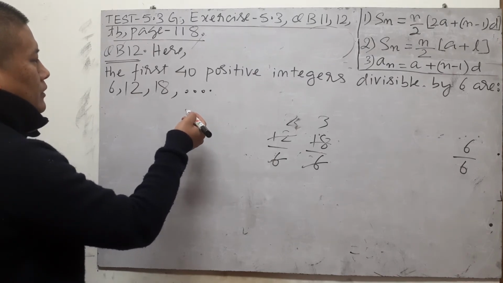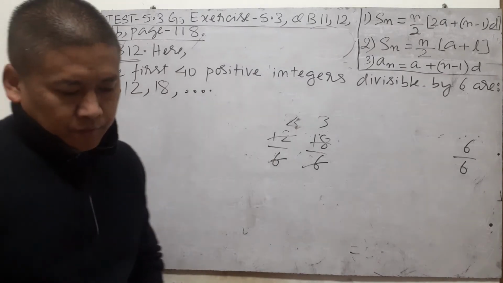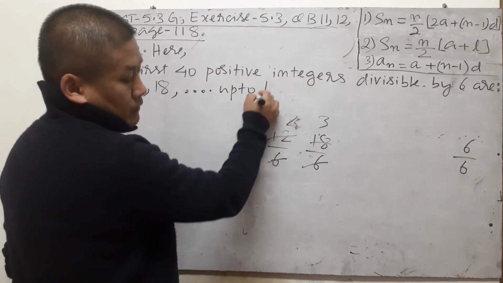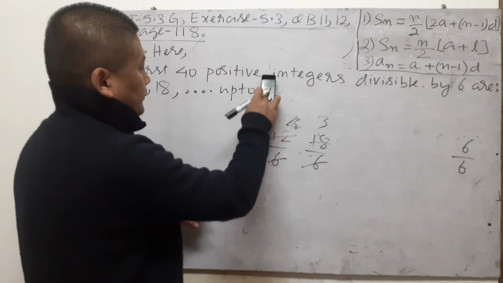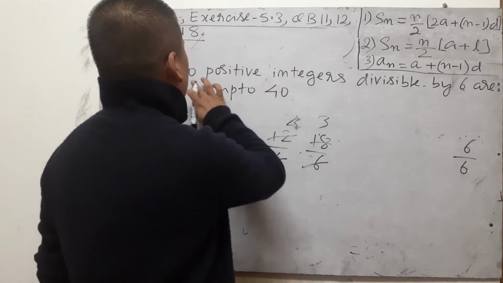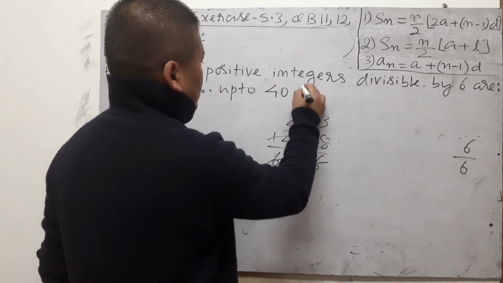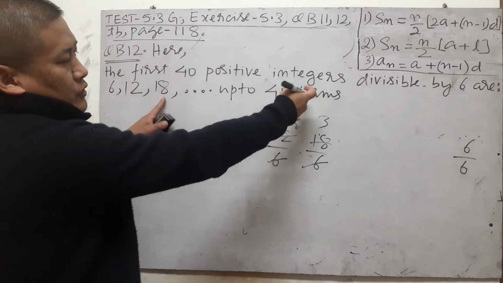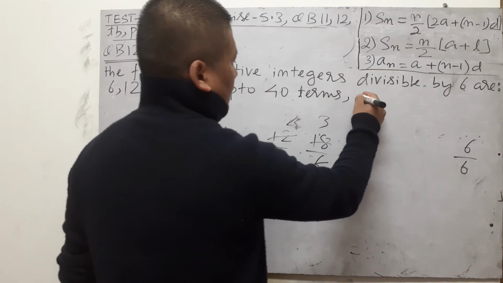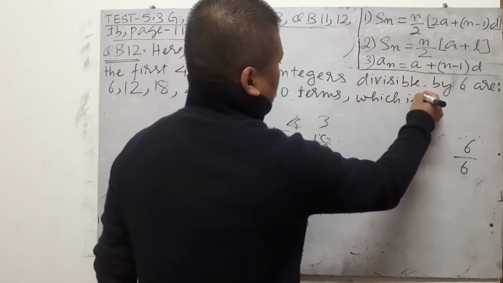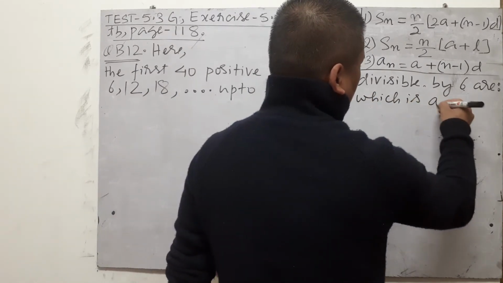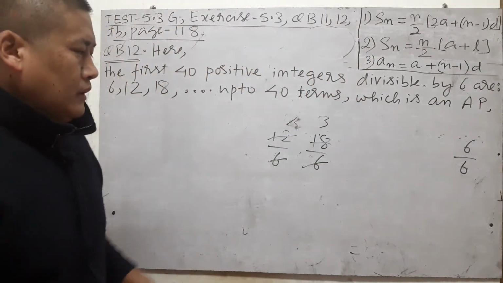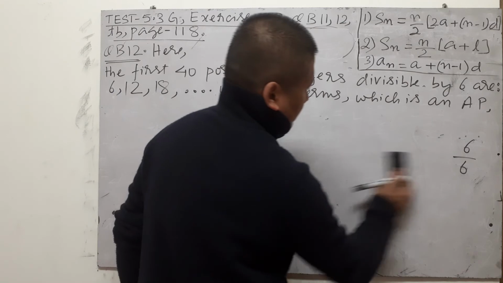And then up to the 40th term, right? Up to 40 terms, because they're saying first 40 positive integers, 40 terms. So 1, 2, 3, and 37 more terms to make a total of 40 terms, which is definitely an arithmetic progression. How do we know whether a series of numbers is an AP or not?